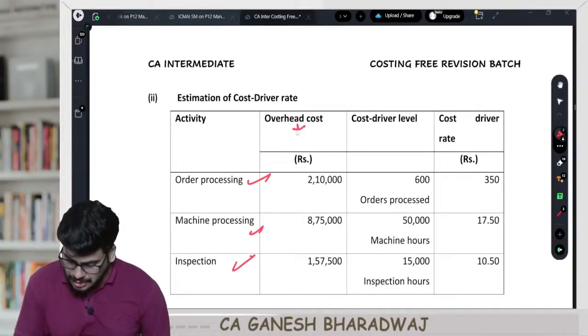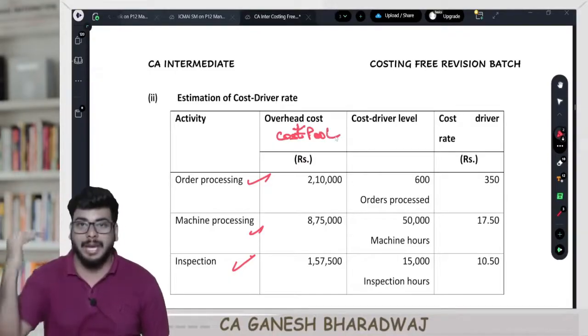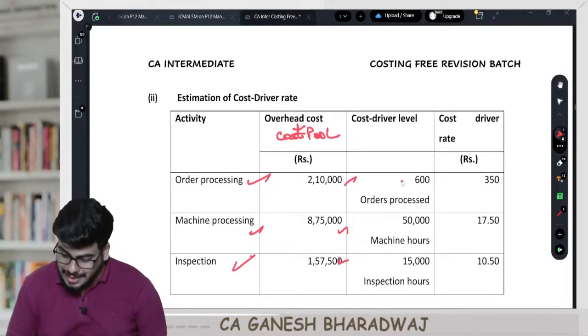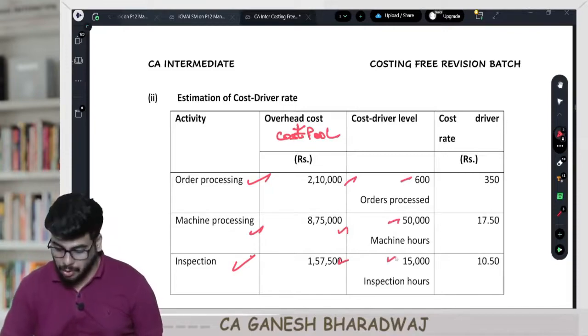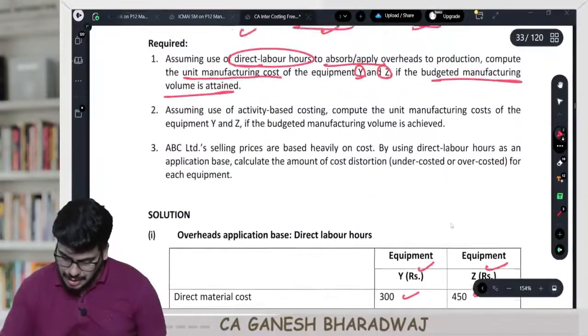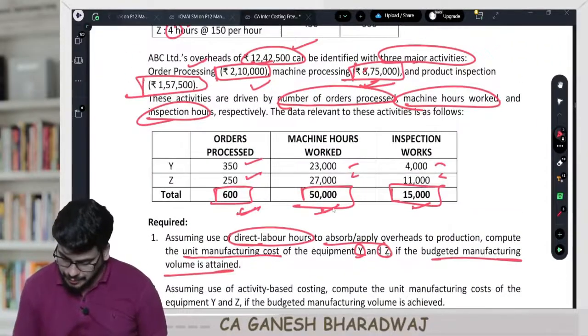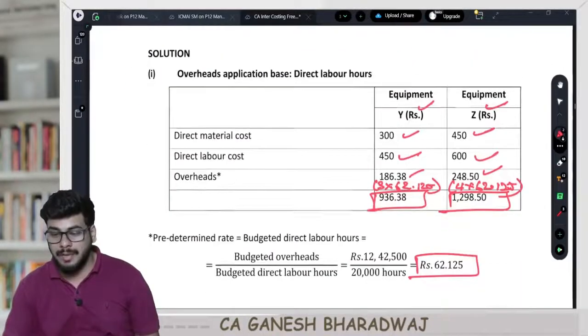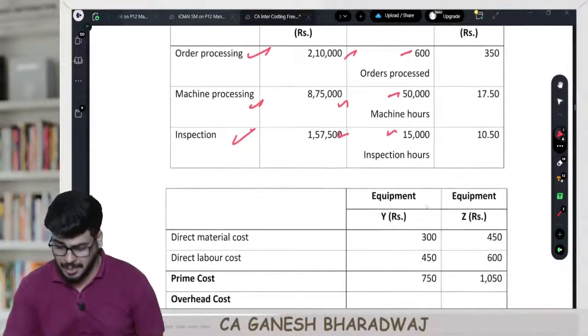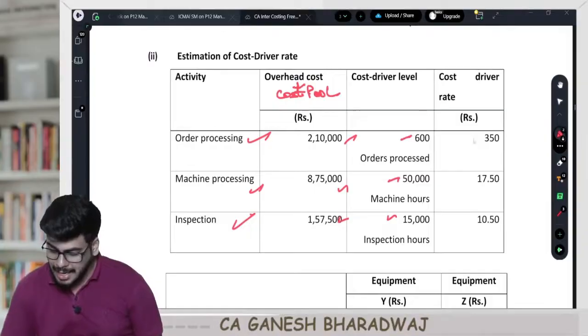This overhead cost ideally is called a cost pool. So now I have the activity-wise cost, and the activity-wise cost driver quantity: 600, 50,000, 15,000. These are given in the question. Whatever cost driver drives the respective activity, I need to take, and I have arrived at the cost driver rate here.